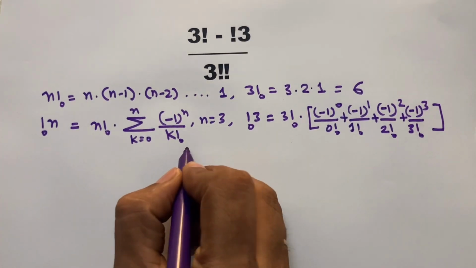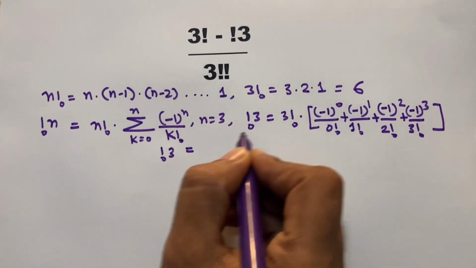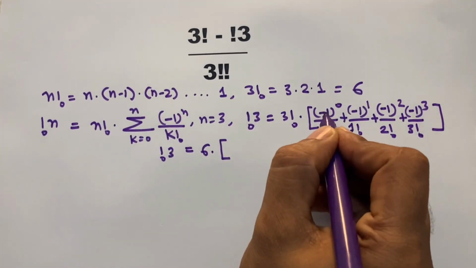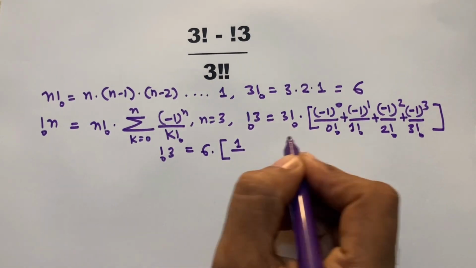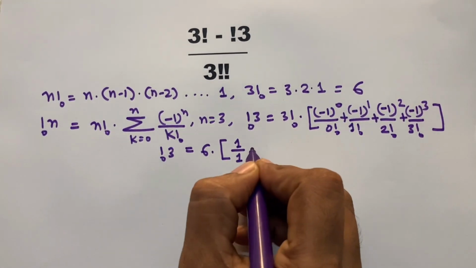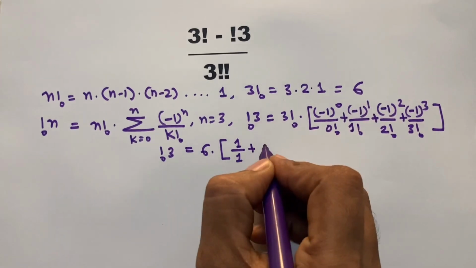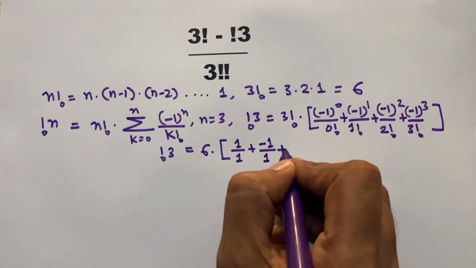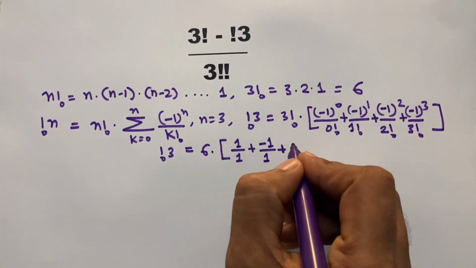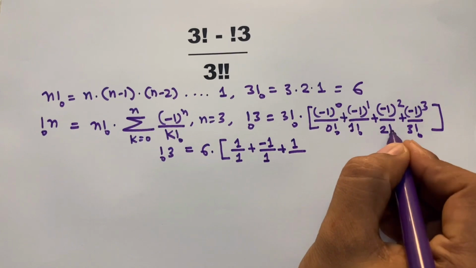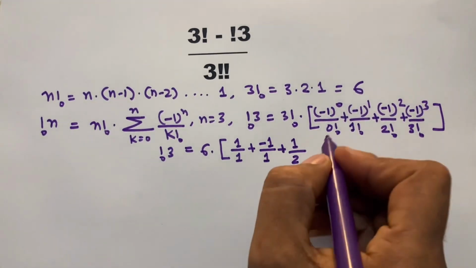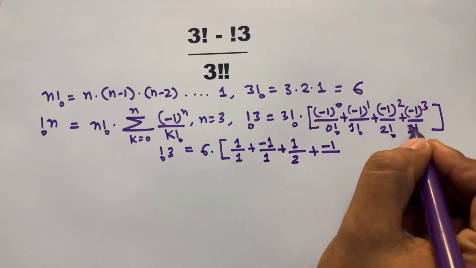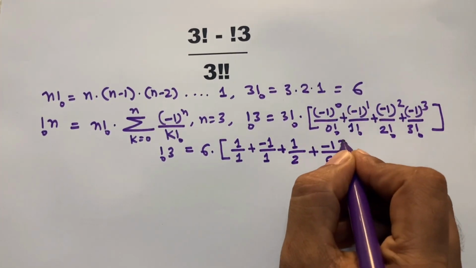So this simplifies to subfactorial of 3 equals 3 factorial, which is 6, multiplied by the bracket: minus 1 to the power 0 is 1, divided by 0 factorial, which is 1, plus minus 1 to the power 1 is minus 1, divided by 1 factorial, which is 1, plus minus 1 to the power 2 equals 1, divided by 2 factorial, which is 2, plus minus 1 to the power 3 is minus 1, divided by 3 factorial, which is 6.